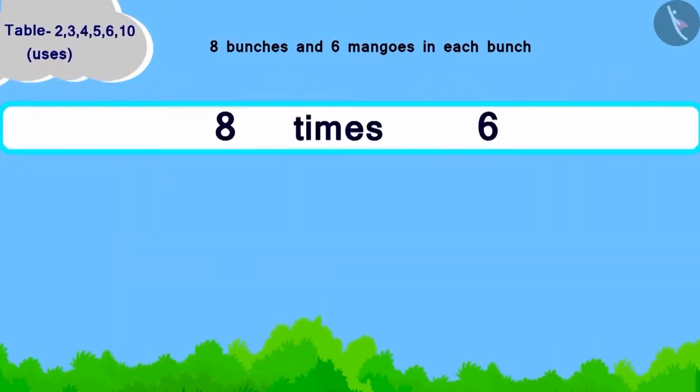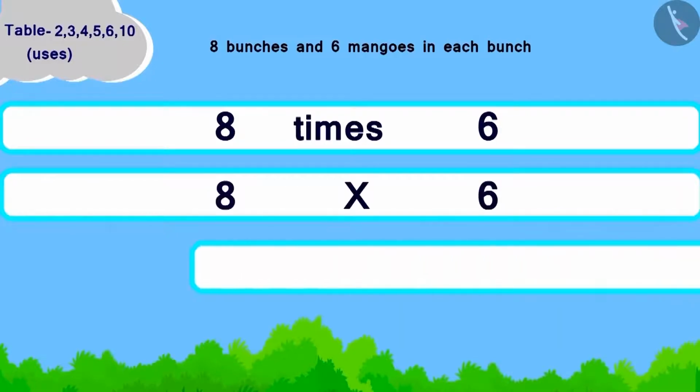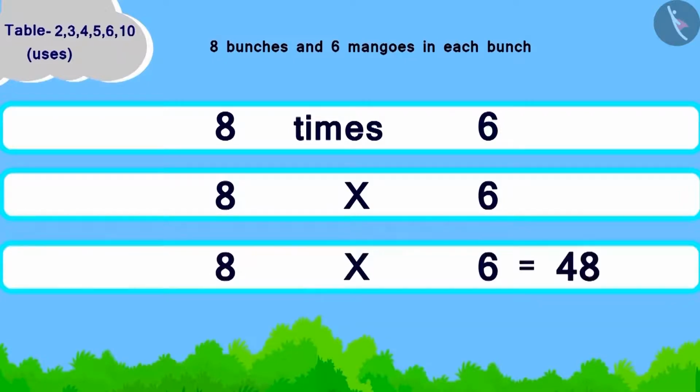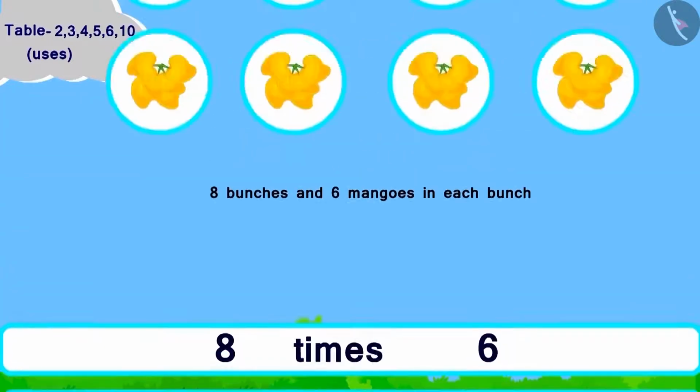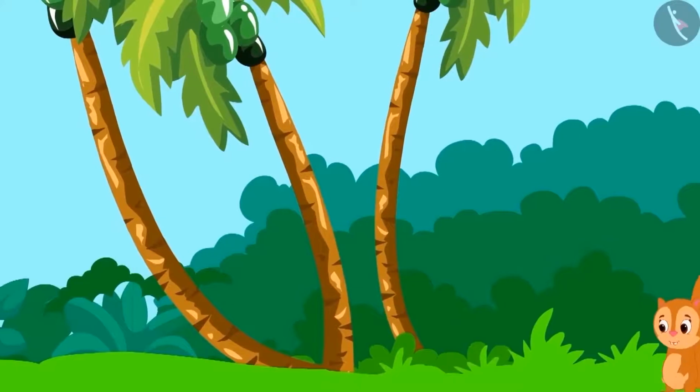8 times 6. Now, how will we write it as multiplication? 8 multiplied by 6. Now, using the table of 6, they become 48. Chanda collected a total of 48 mangoes.